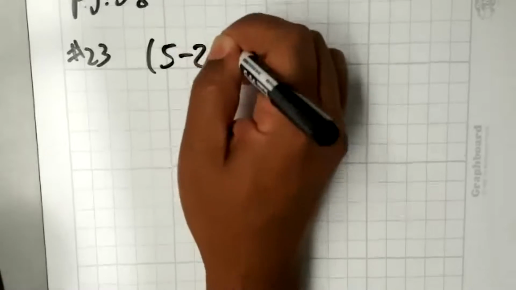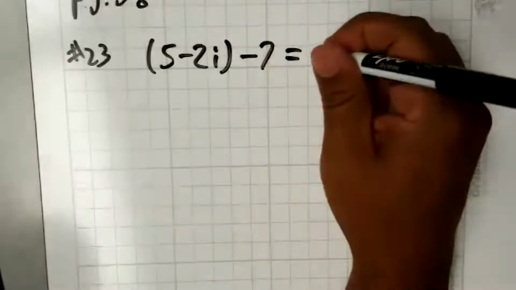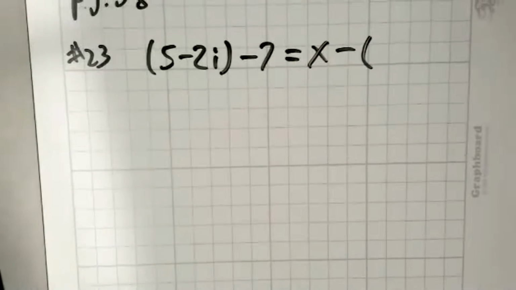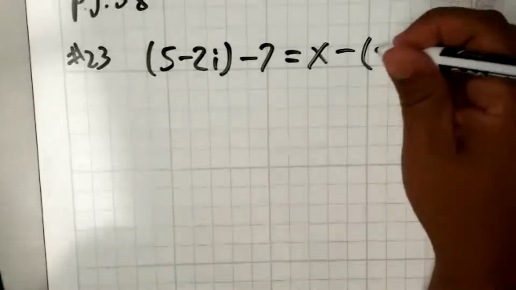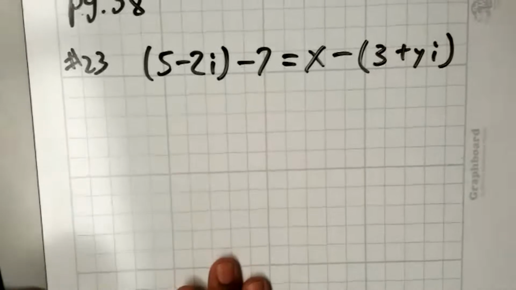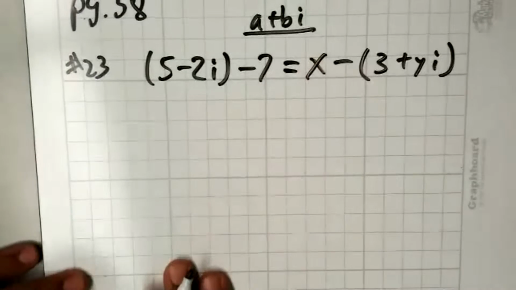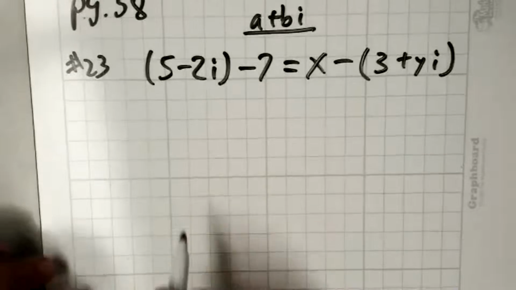Number 23. Find the real numbers x and y that make the equation true. So in 23, we got 5 minus 2i minus 7 equals x minus 3 plus y. So the idea here is to write both of these in standard form and then equate real part and imaginary part.